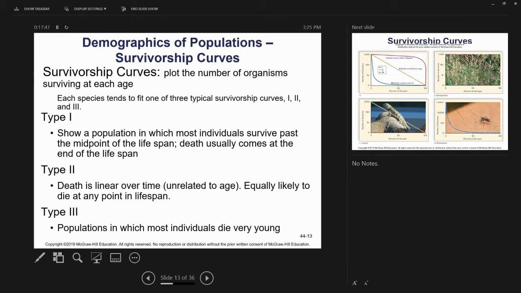Not particularly high mortality rate of newborn squirrels. Or old squirrels. At any point they could get eaten by a hawk, run over by a car, fall out of a tree, whatever they do. They're equally likely at any point.